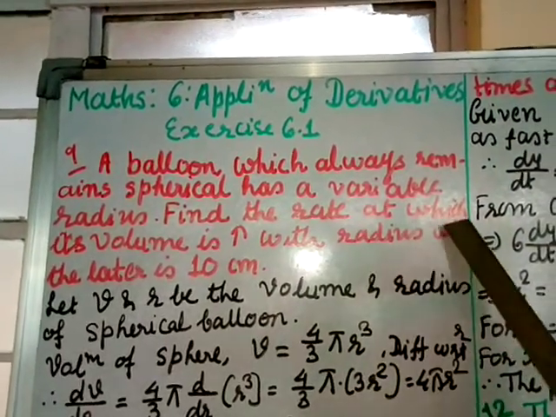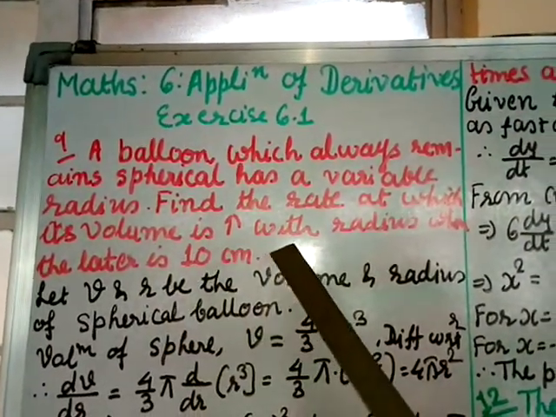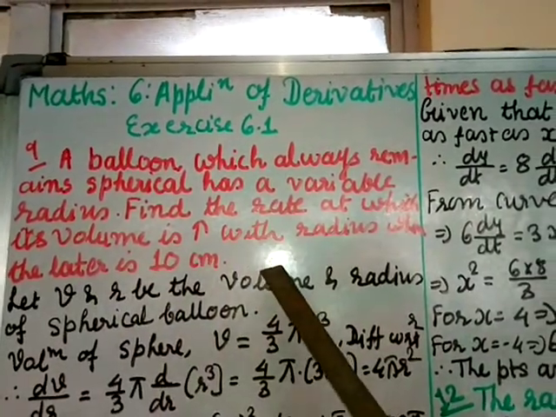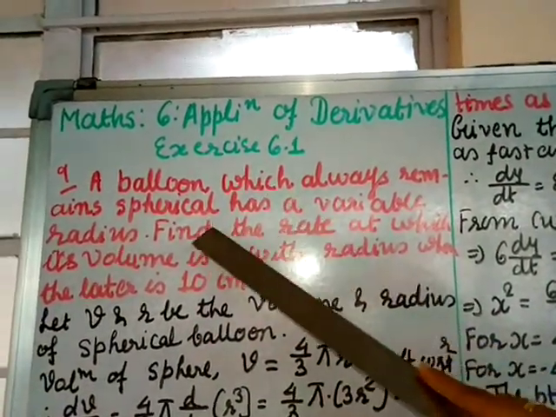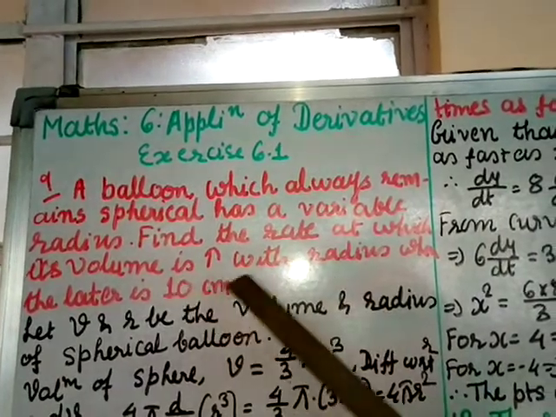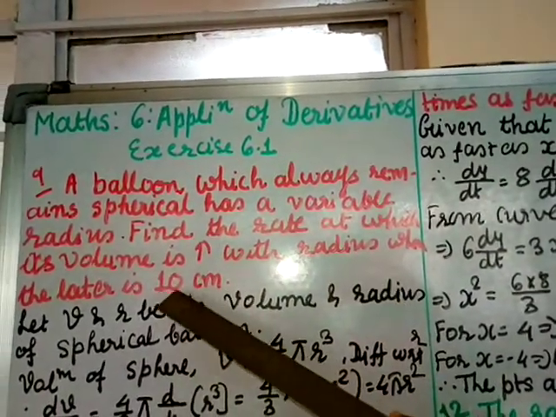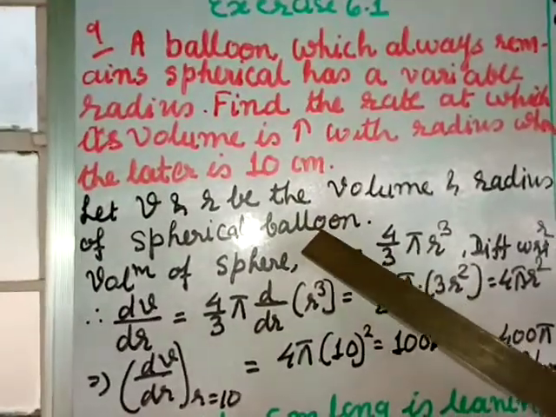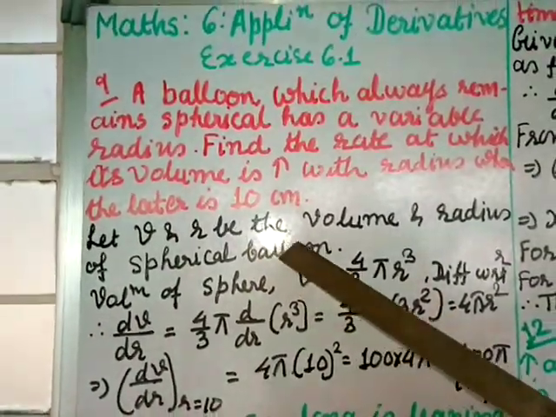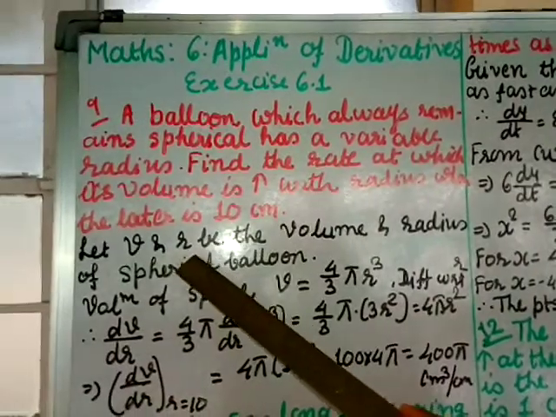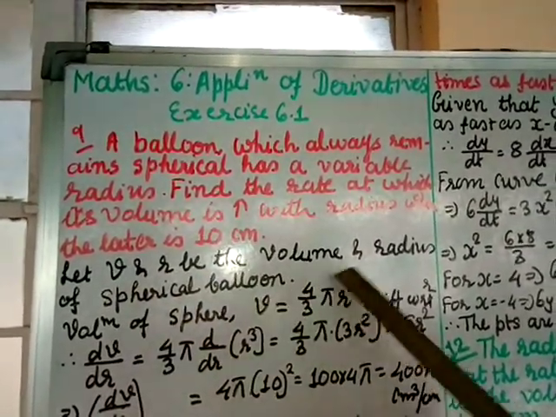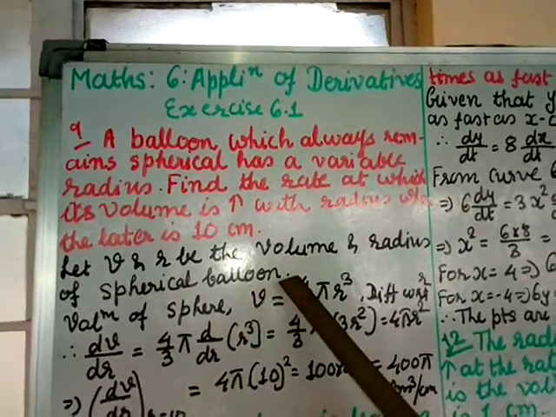Find the rate at which its volume is increasing with radius when the latter is 10 cm. We have to find the rate of change in the volume with respect to radius, and when that radius is given as 10 cm. So we shall first assume V and R, the volume and the radius. Let V and R be the volume and radius of the spherical balloon.